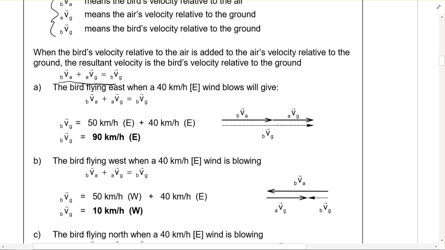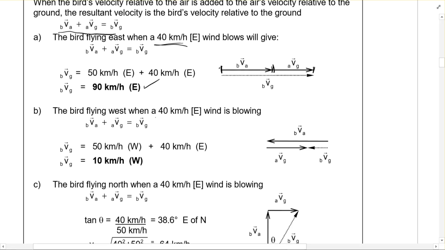So we've got the bird flying east, so it's going to be positive. Sorry, the bird flies east with a 40-kilometer east wind. So step number 1 is we've got them going in the same direction, so we're just going to add them. We've got positive 50 plus positive 40. So the bird will be going 90 kilometers an hour relative to the ground, and since we got a positive number, it's going to be east.